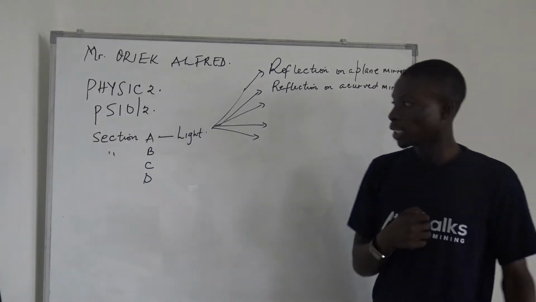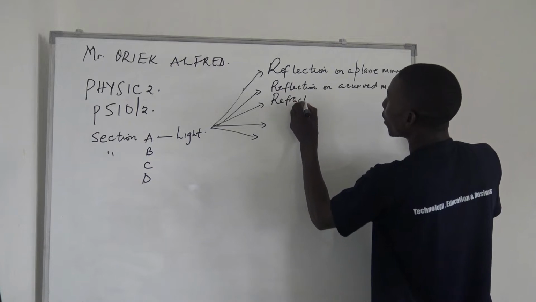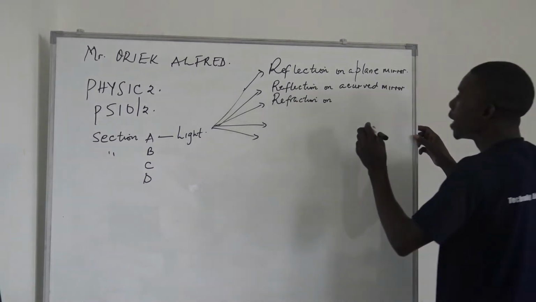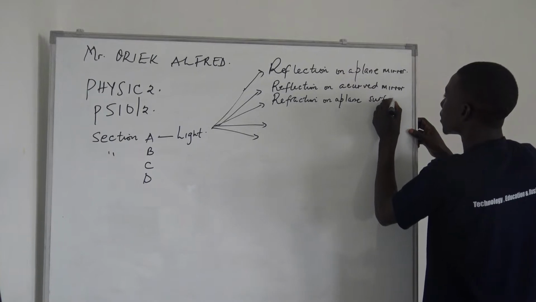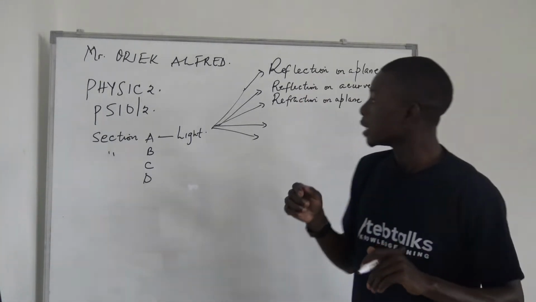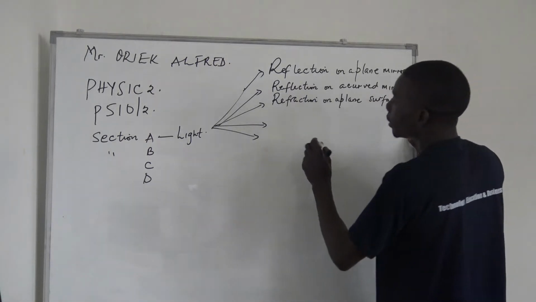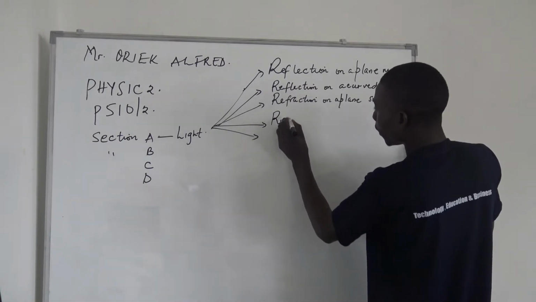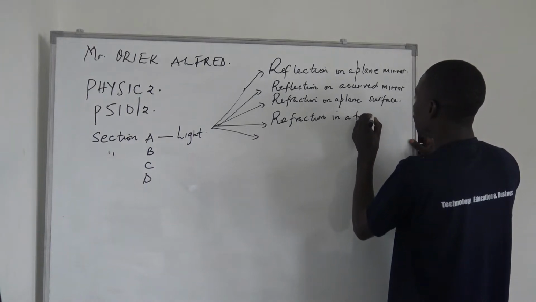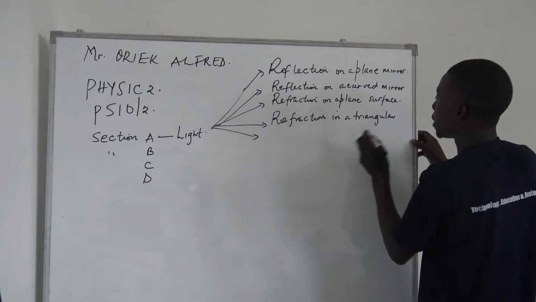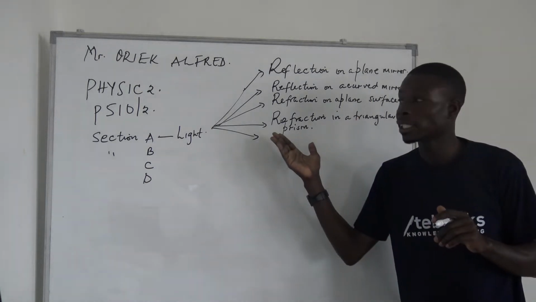And then let's look at subunit 3. Subunit 3 is refraction on a plane surface. That is our subunit 3 under light. And then subunit 4 is the refraction in a triangular prism. That is our subunit again, still under light.